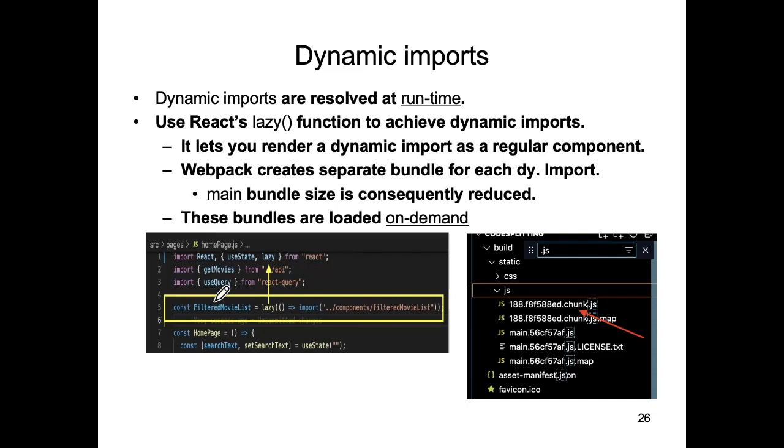But I can use this in the rest of my code in the normal way. So filtered movie list is a reference to a component, just a component reference. Now, by virtue of the fact that I'm using dynamic imports here, what happens when I run my npm run build is that Webpack is going to generate a second JavaScript bundle for me. And in that second JavaScript bundle, which is this one here, is the code associated with this JavaScript file.